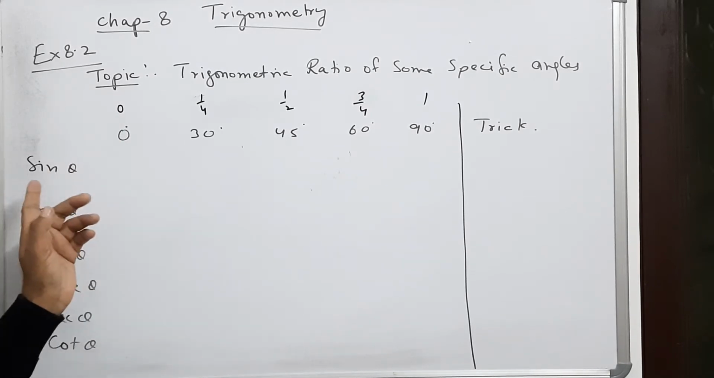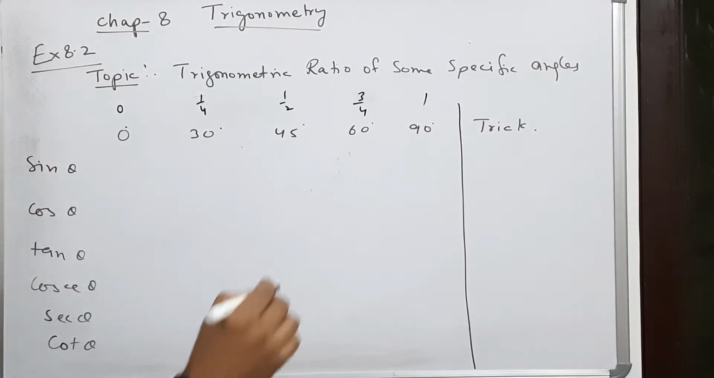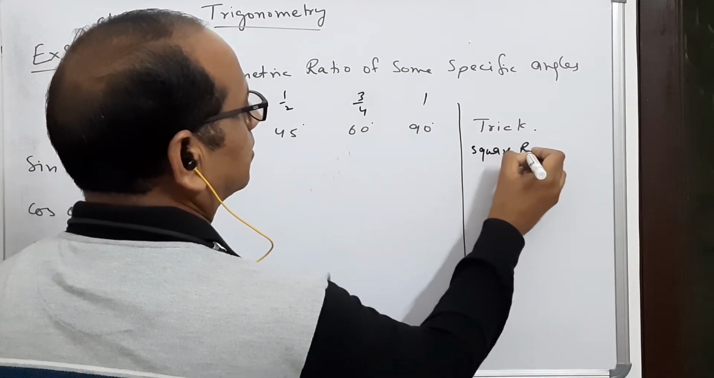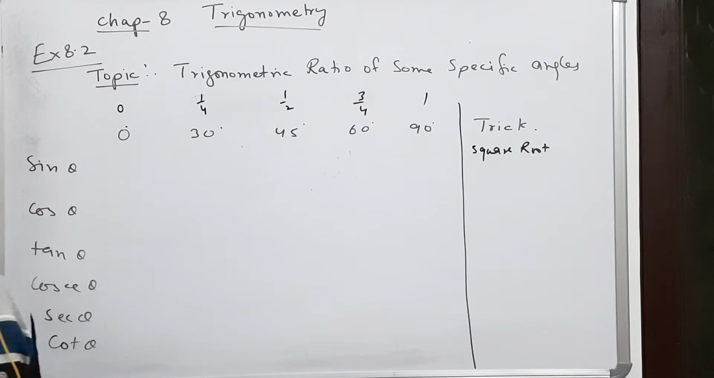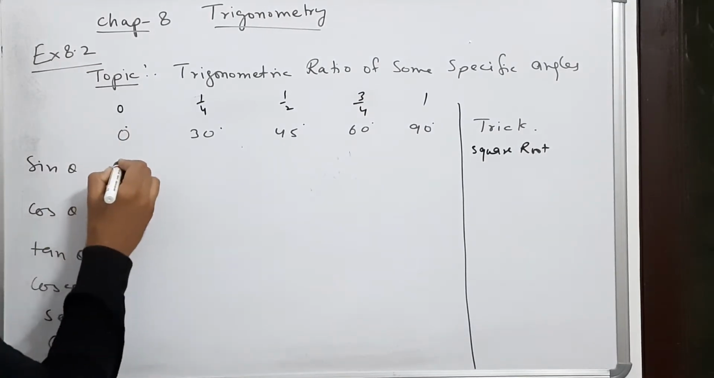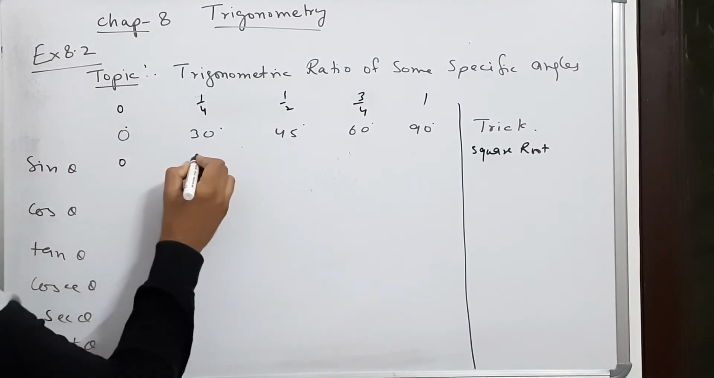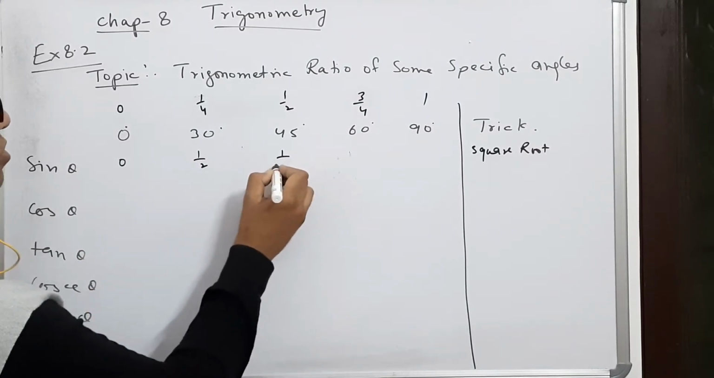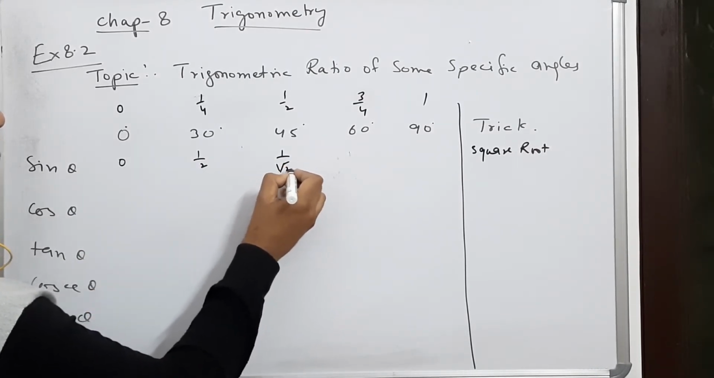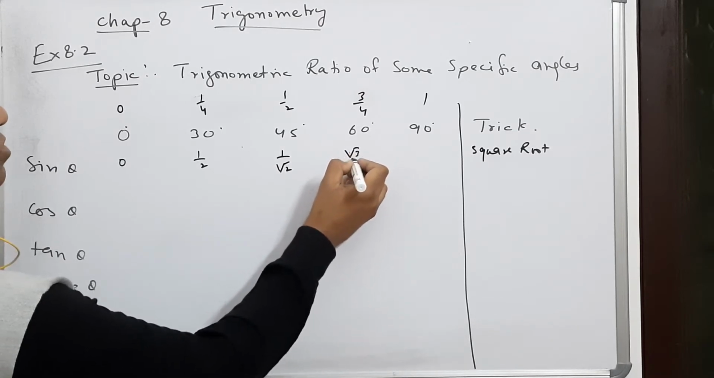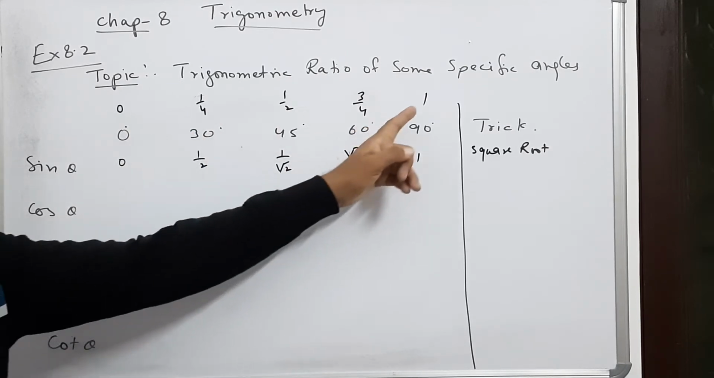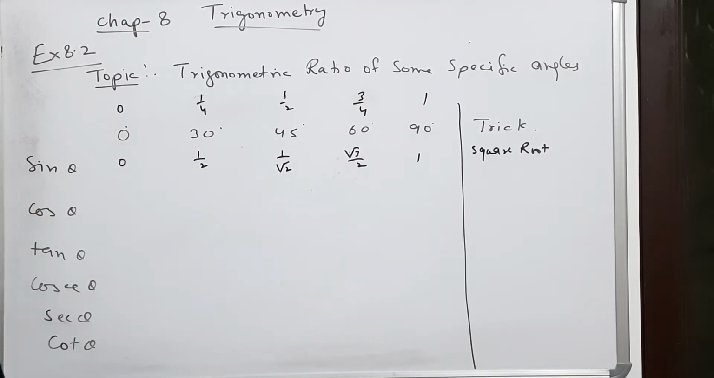Now for the first row, the trick is to write the square root. Write the square root for the first row. What is the square root of 0? It is 0. What is the square root of 1 by 4? It is 1 by 2. What is the square root of 1 by 2? It is 1 by root 2. It is root 3 by 2 and it is 1. So the first row is the square root of these numbers. These numbers you have to remember.